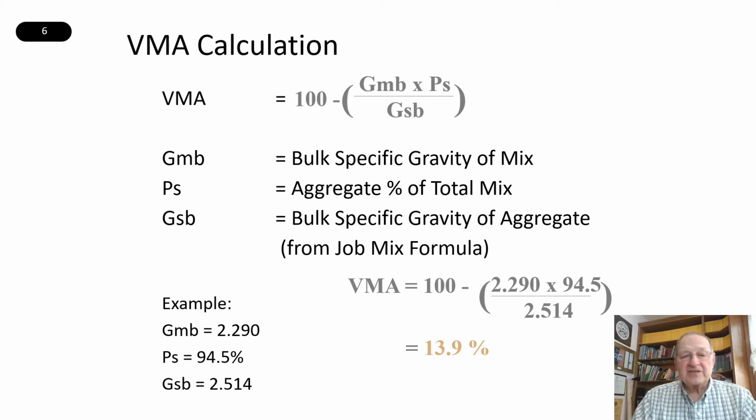So in this example, if we are given values of 2.290 for the bulk specific gravity of the mixture, 2.519 for the bulk specific gravity of the aggregate, and 94.5% for the percent of stone, we plug the numbers in: 2.290 times 94.5 divided by 2.514, all of that subtracted from 100 leaves 13.9%. So the VMA in this example is 13.9%.